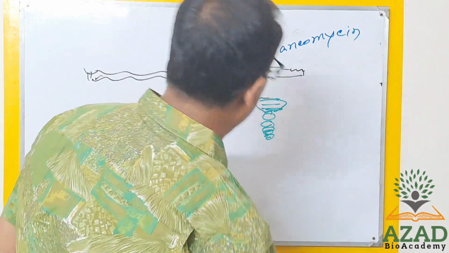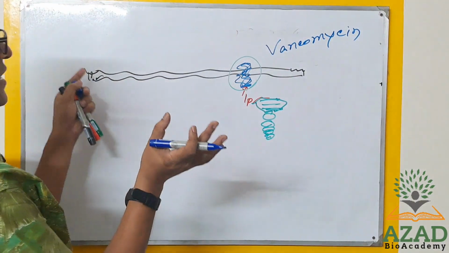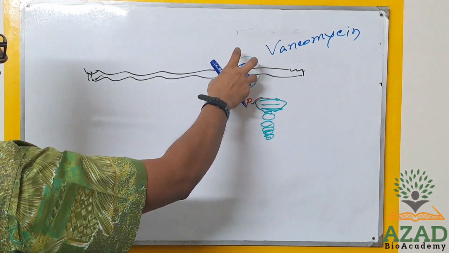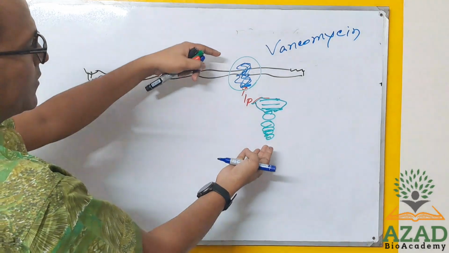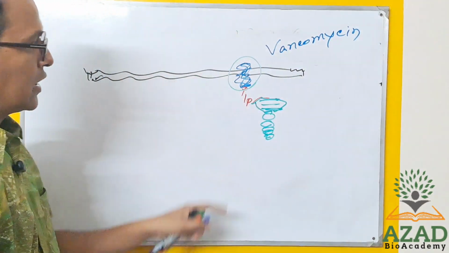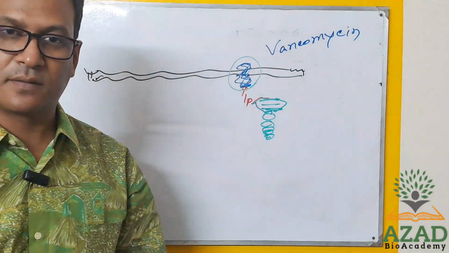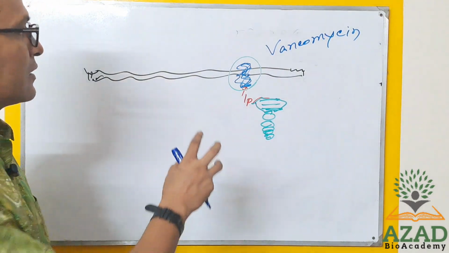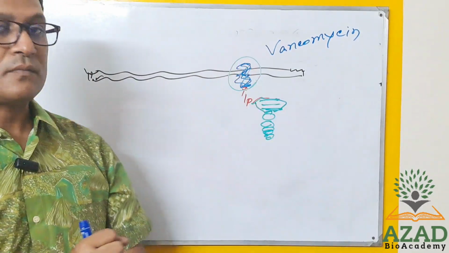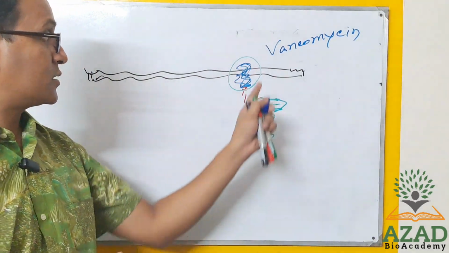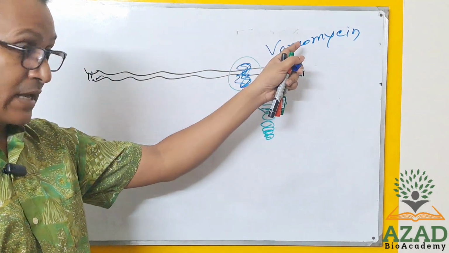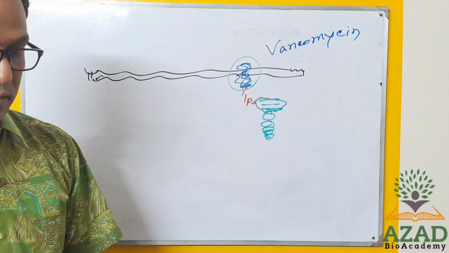Vancomycin is just attached to the bactoprenol, and the bactoprenol function will be inhibited, so it cannot form lipid 1 and lipid 2 and go to the outside of the membrane. So it's not possible, because vancomycin will just attach to the bactoprenol. This is the mechanism of vancomycin on bactoprenol.